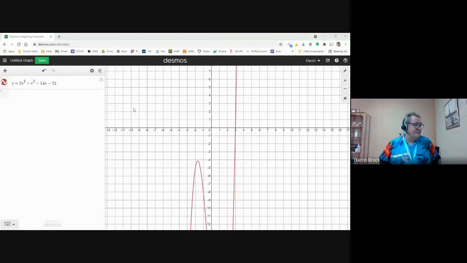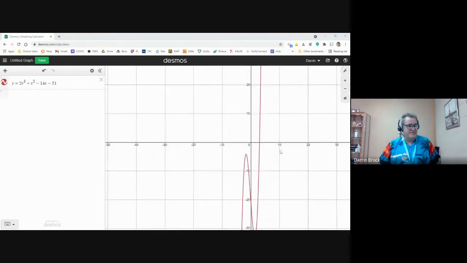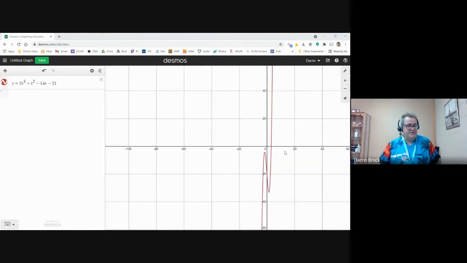All right, so we're talking about polynomials today, and we're going to talk about x-intercepts. Let's do the x-intercept of a polynomial to get started here this morning. So if we graph, and I have one of these already up here, y equals 2x to the third plus x squared minus 14x minus 21. When we graph that, the graph looks like that.